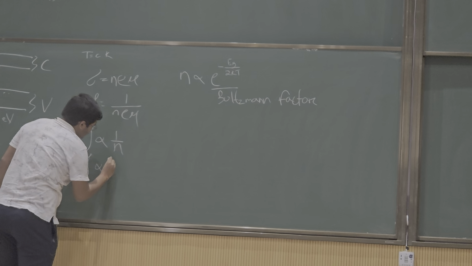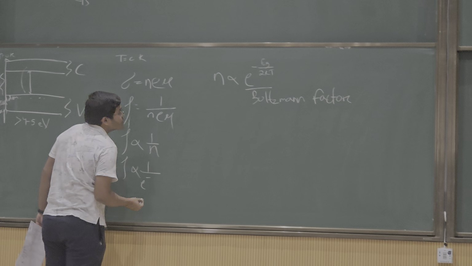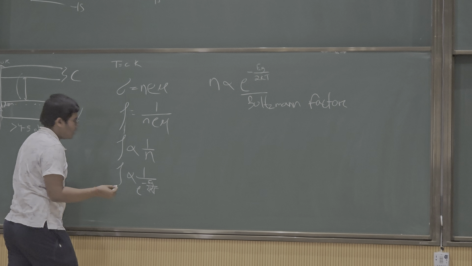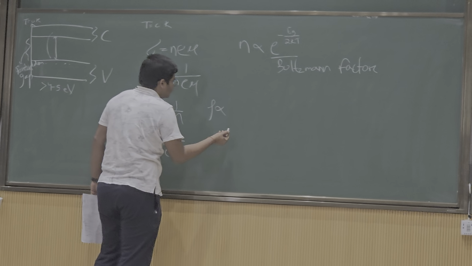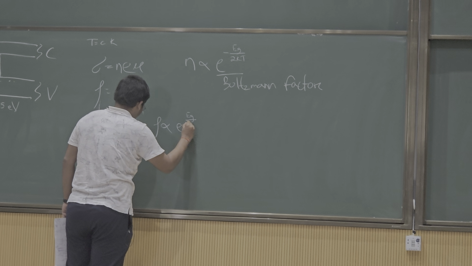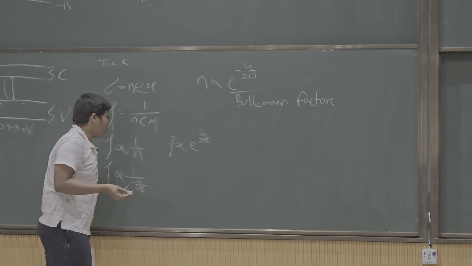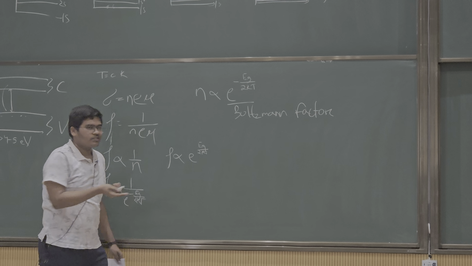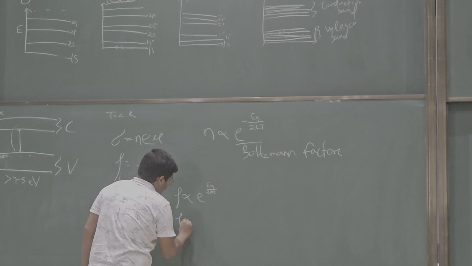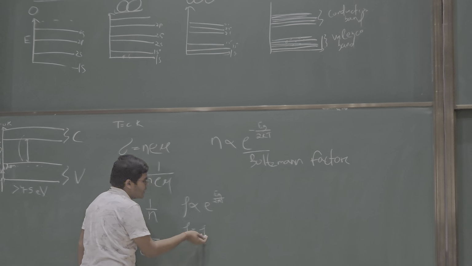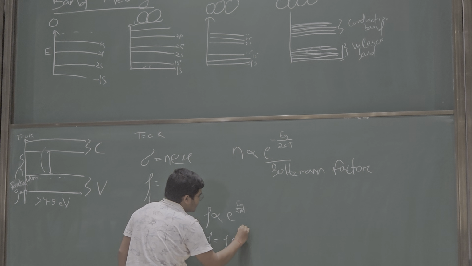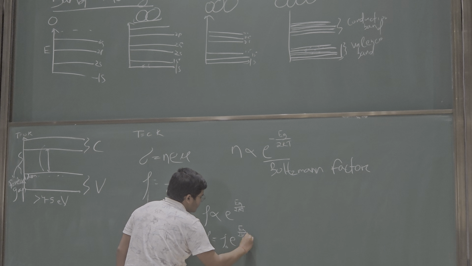So resistivity is proportional to 1 over e to the power minus Eg by 2kT, and we can write it as rho is proportional to e to the power Eg by 2kT. I just wrote the denominator in the exponent. Okay, and to remove the proportionality, we will add a constant: rho is equal to rho naught, which is a base or reference resistivity, times e to the power Eg by 2kT.